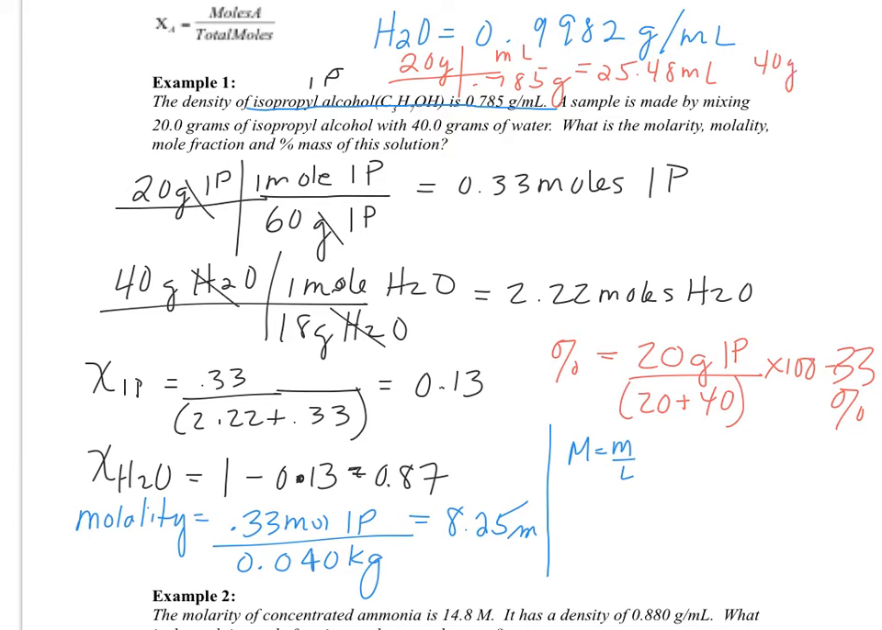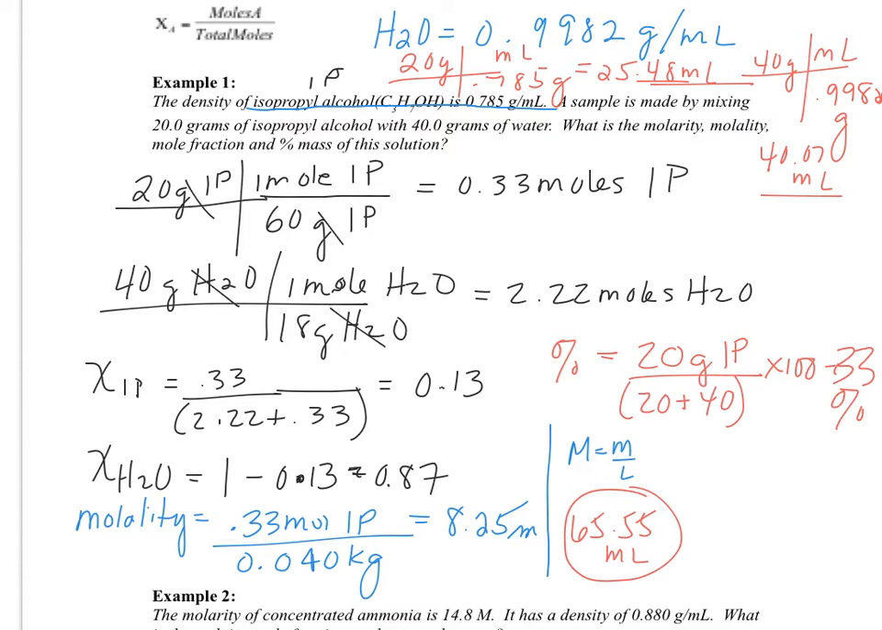We had 40 grams of water, and we know the density of water is 0.9982 grams per milliliter, and that's going to give us a total of 40.07 milliliters. So if I add the 2 milliliters together, I am going to get 65.55 milliliters. So let's come down here. We've got 65.55 milliliters. So I'm just marking that. Probably could have left a little bit more space here. So we have moles. We know our moles are 0.33, and we need this in liters, so that's going to be 0.0655, and that's going to give us a molarity of 5.03 molar.